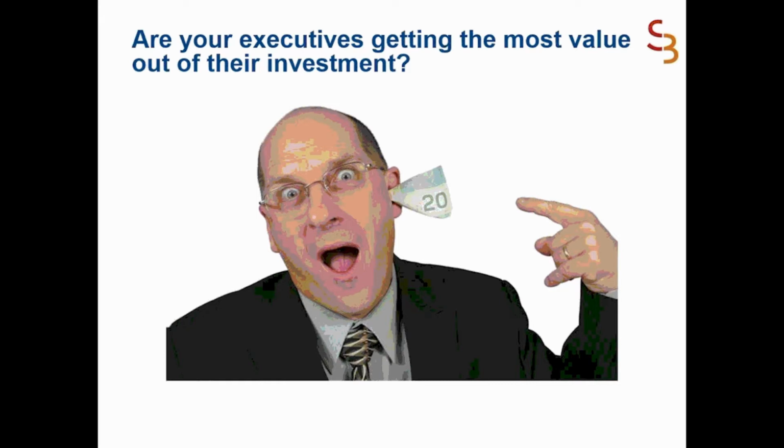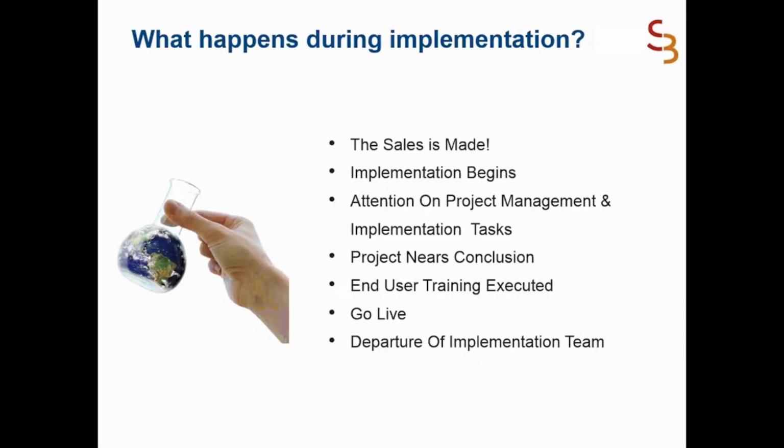The sale's made. Implementation team starts, and you begin configuring the system and the software. At the end, the project nears conclusion and your users start getting trained, and you go live. The implementation team departs. What happens after that? Well, you may enter what's called the valley of despair.